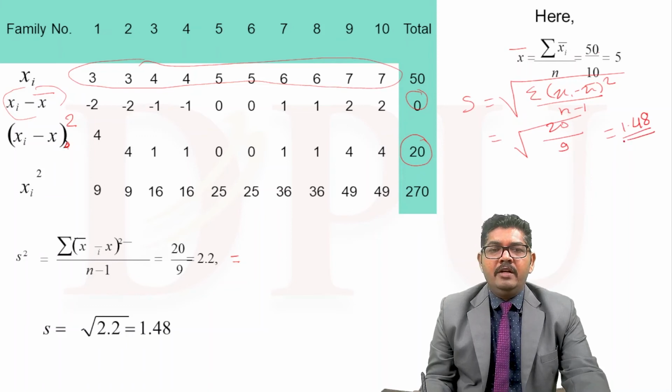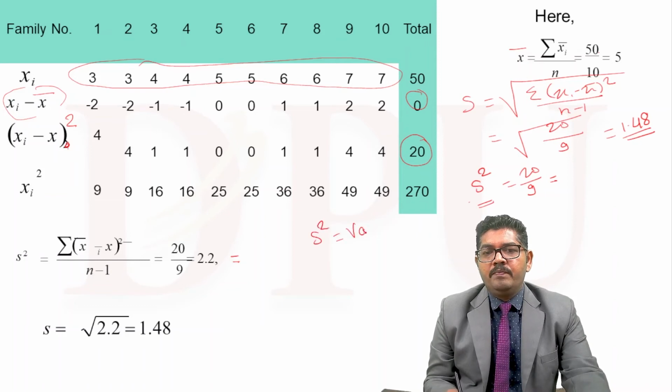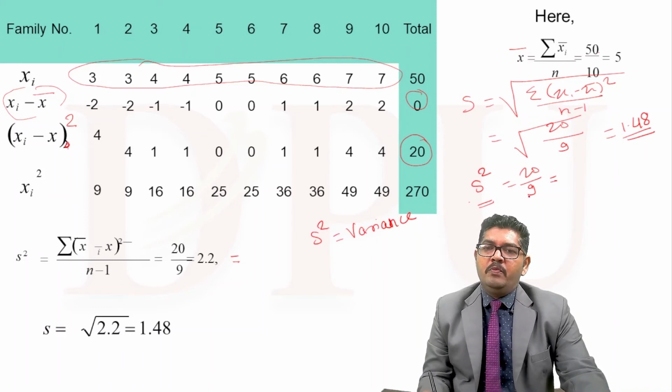So this is the standard deviation, and the squared standard deviation, which is 20 upon 9, is called variance. So square of standard deviation, so variance is equal to S square. Standard deviation is S and variance is S square. So 20 upon 9 is equal to 2.2. So variance is 2.2 and the standard deviation is the root of variance, which is equal to 1.48.